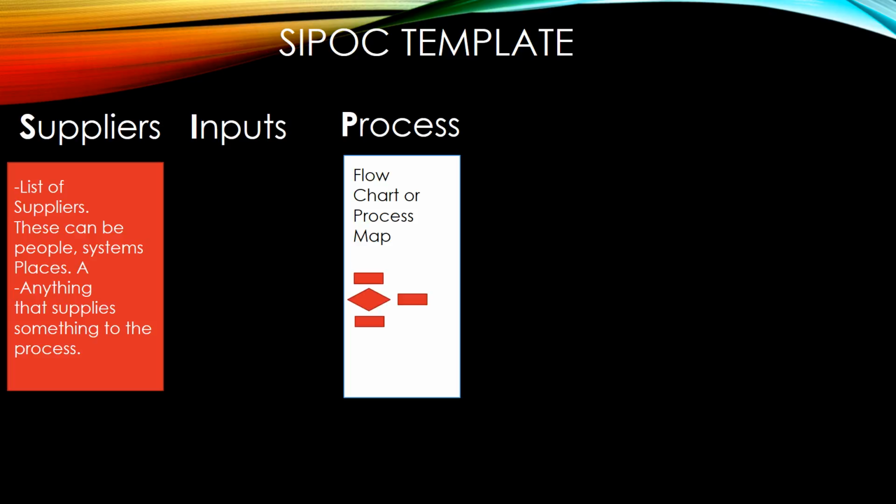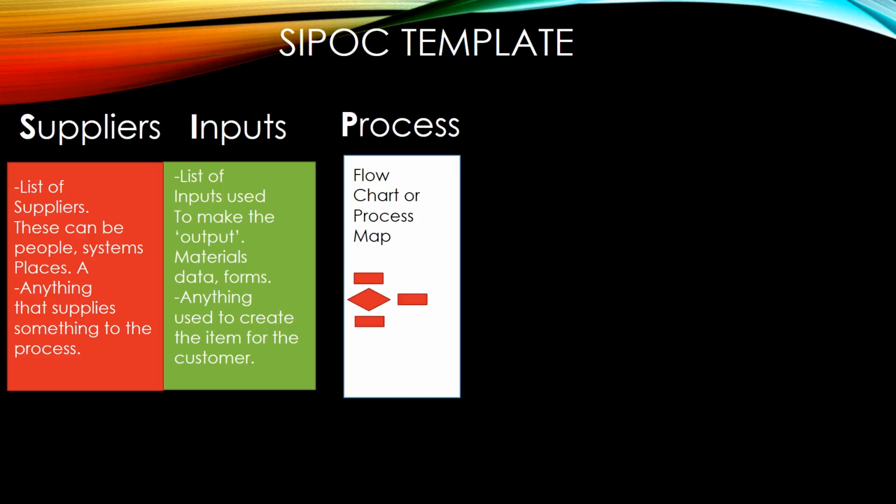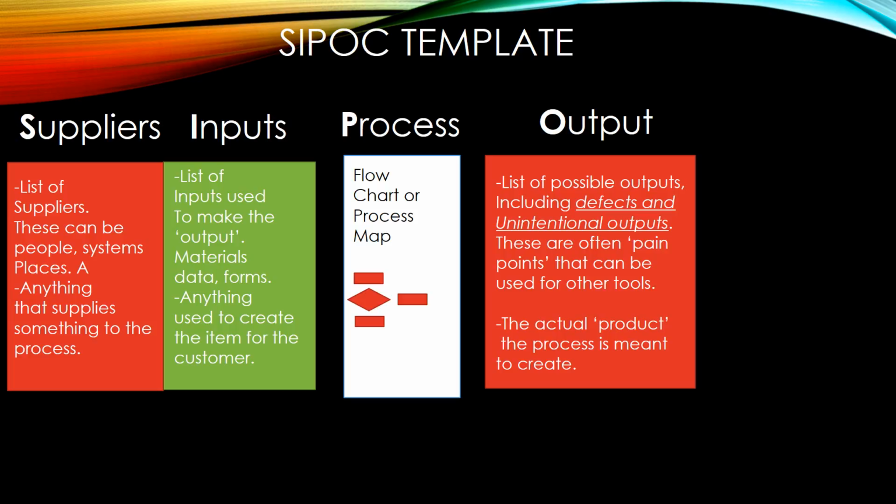We're also going to examine inputs. These are the things that suppliers provide us with. These are materials, data, forms, anything that's used to create that item for the customer that's part of the process. And then we're going to examine outputs. And output is not just that product we are creating for the customer, it's also unintentional outputs. These are often the pain points that we use for other tools.